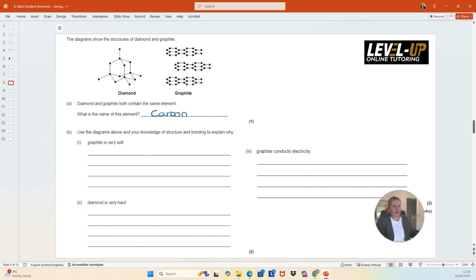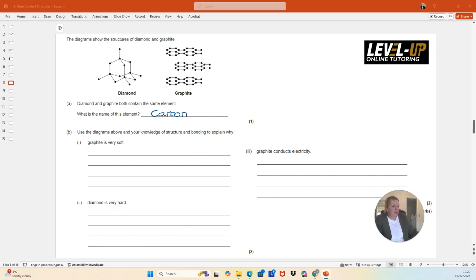Okay, and then again, use the diagrams above. They are there to help. It is even hinting to you to use those diagrams. Use the diagram above and your knowledge of structure and bonding to explain why graphite is very soft.